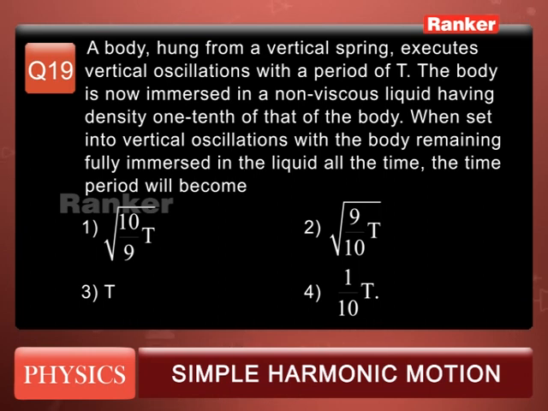First option is root over 9 by 10 into T... First is under root 10 by 9 into T. Second option, root over 9 by 10 into T. Third option, T. And the fourth option, T by 10.